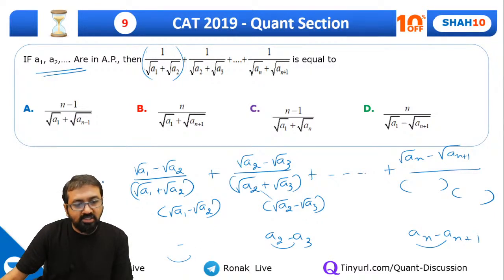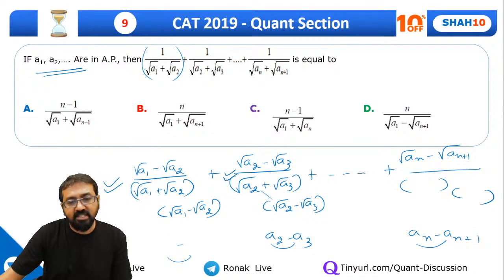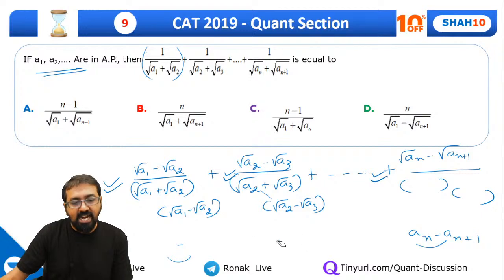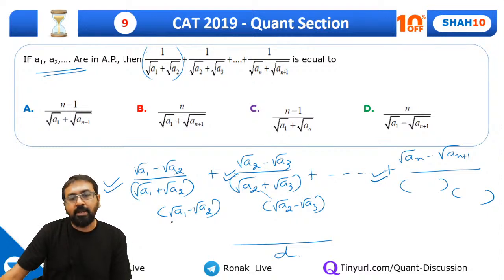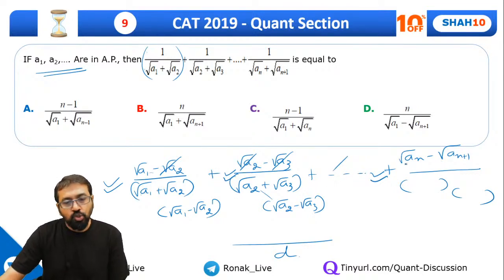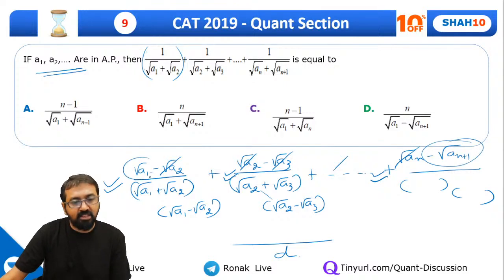So can I say all these terms will have denominator d? So I can simply add them because the denominator is the same. So my common denominator will be d. Now what will be my numerator? So in this numerator, when we add them, this a2 will get cancelled off, a3 will get cancelled off and so on and so forth, right? So ultimately, if you check, this will get cancelled off and you will be left with this one and this one. So ultimately you will be left with under root of a1 minus under root of an plus 1.